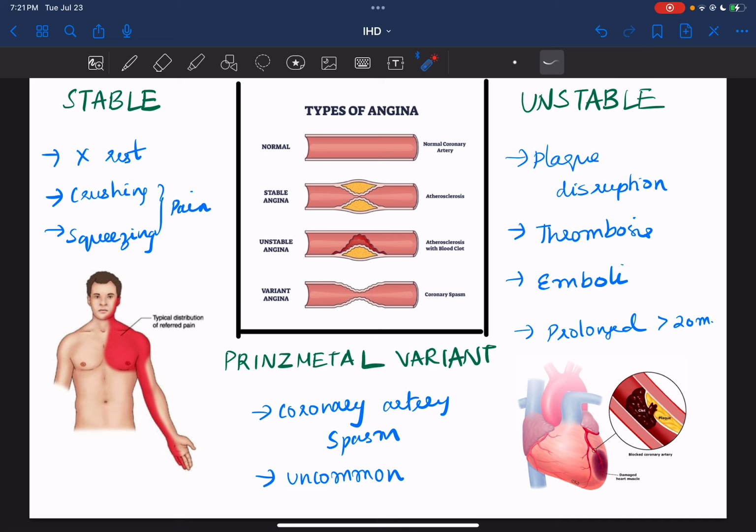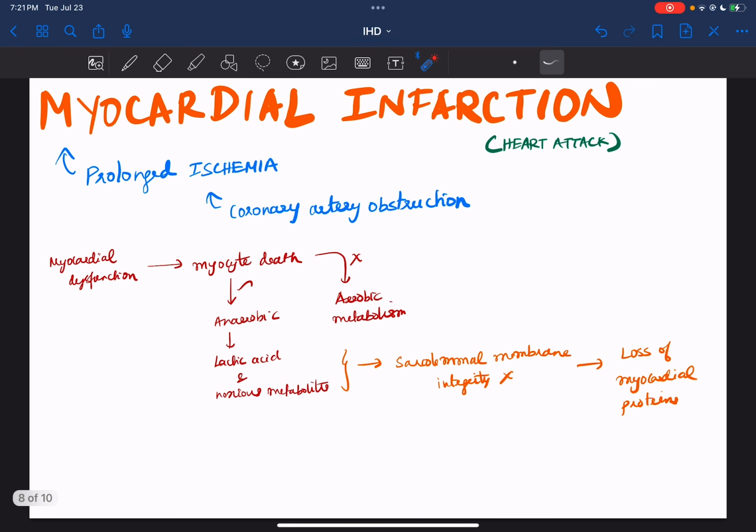Now there is something called variant angina, also known as the Prinzmetal variant. That is a transient and rare one, because it is due to spasm of the coronary artery, not due to a blockage or any thrombus or emboli. It's due to a spasm of your coronary artery, and it's very uncommon. Now, let's talk about myocardial infarction in detail and see what really happens. Okay, so what is myocardial infarction? It is heart attack. You know that now.